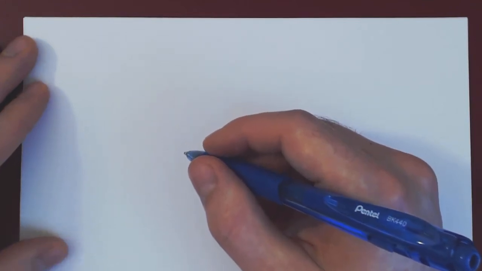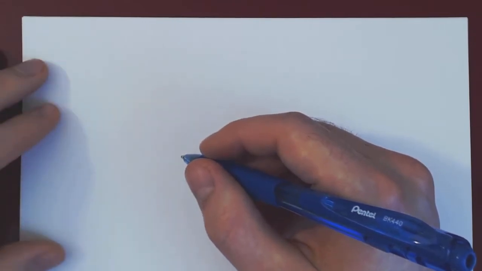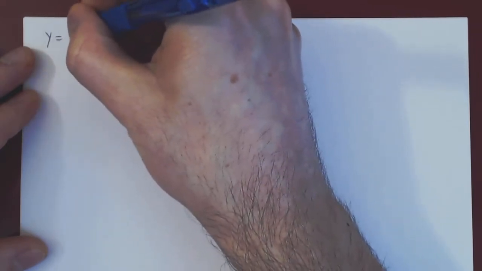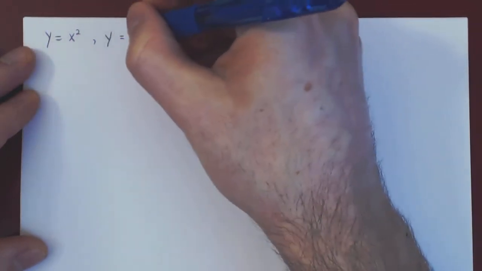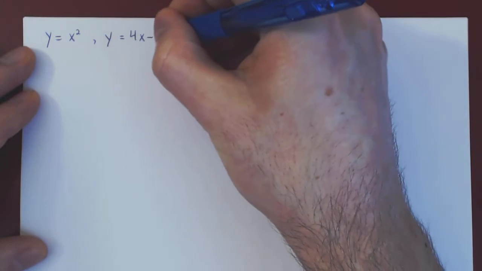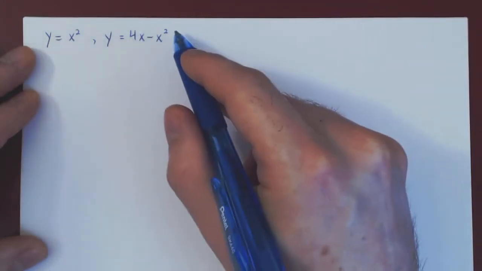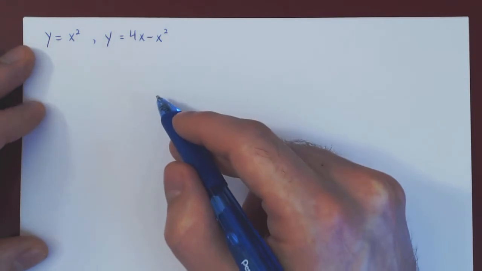Okay, so in this video, we will find the volume of a solid using the idea of infinitesimal cross sections. Let us first consider the following region bounded by the curves y equals x squared and y equals 4x minus x squared. This is a parabola facing upward. This is a parabola facing downward.